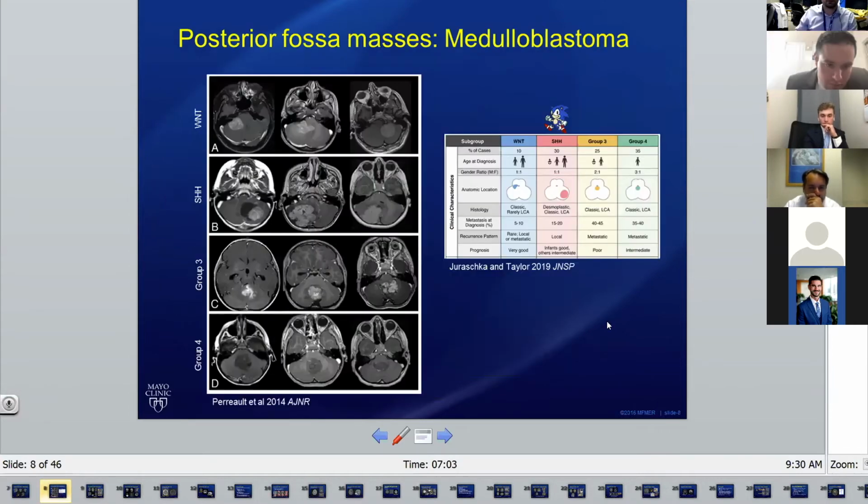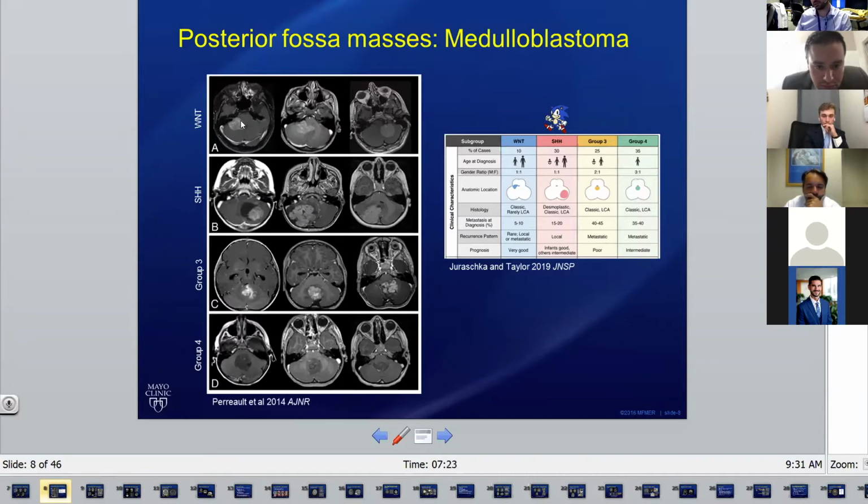Now compare that. Oh, excuse me. Now this is just here to show you that I've shown you some classic cases of medulloblastoma that really fills the fourth ventricle, but that's not always the case. These can arise more laterally in the cerebellar hemispheres or in the cerebellar peduncles here, shown in the top left.